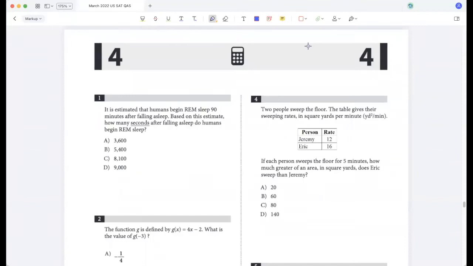Question 1. It is estimated that humans begin REM sleep 90 minutes after falling asleep. Based on this estimate, how many seconds after falling asleep do humans begin REM sleep? So 90 minutes is 90 times 60 seconds, which is 5,400 seconds.